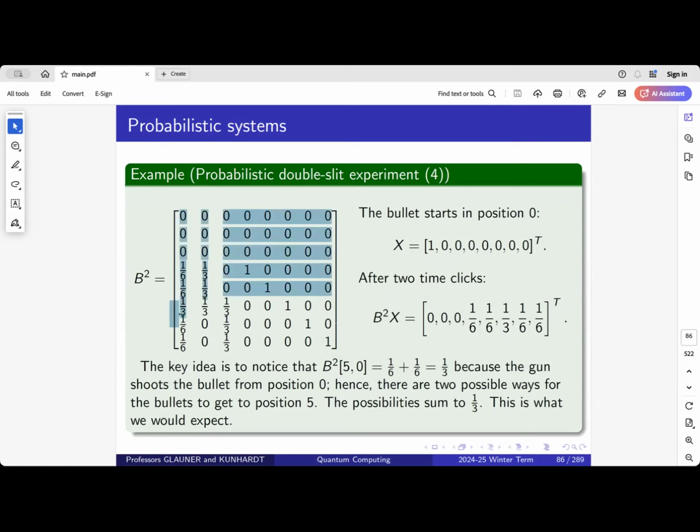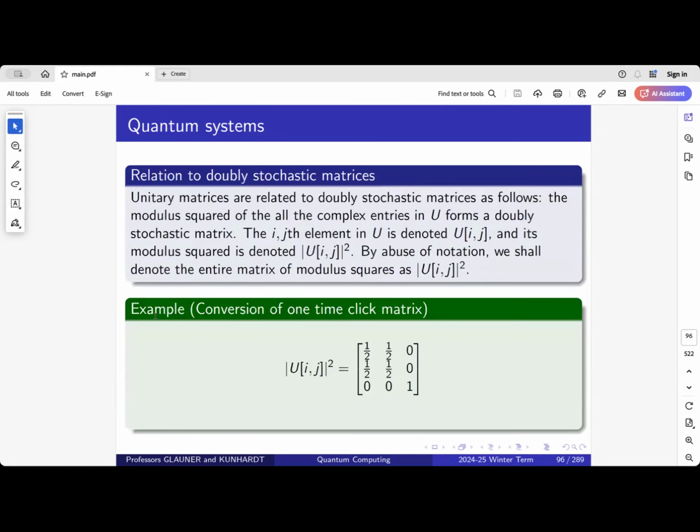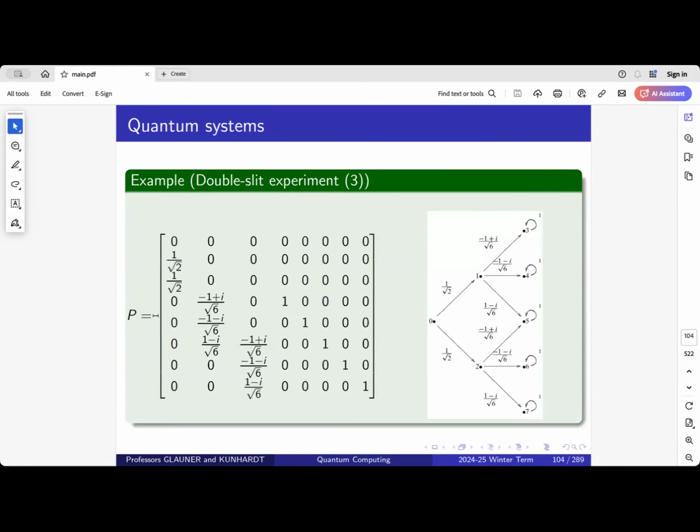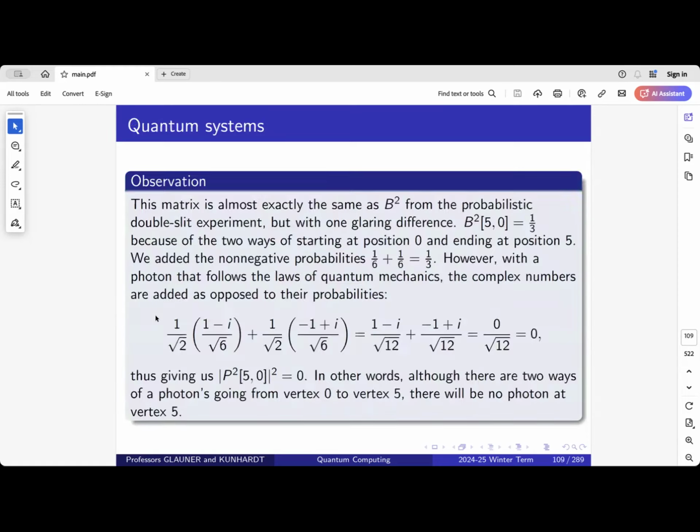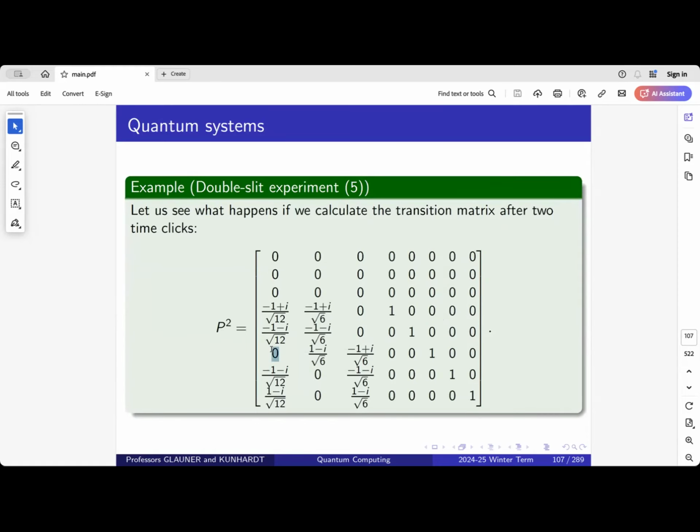And in fact, with this 1/3 we have here, because it was the probabilistic double slit experiment, we did two transitions. So from the start state, where the photon was in position 0, we have two time clicks, and then we had this 1/3. And now if we do this for our quantum system, in that spot we don't get any positive or negative value. In fact, we get a 0.